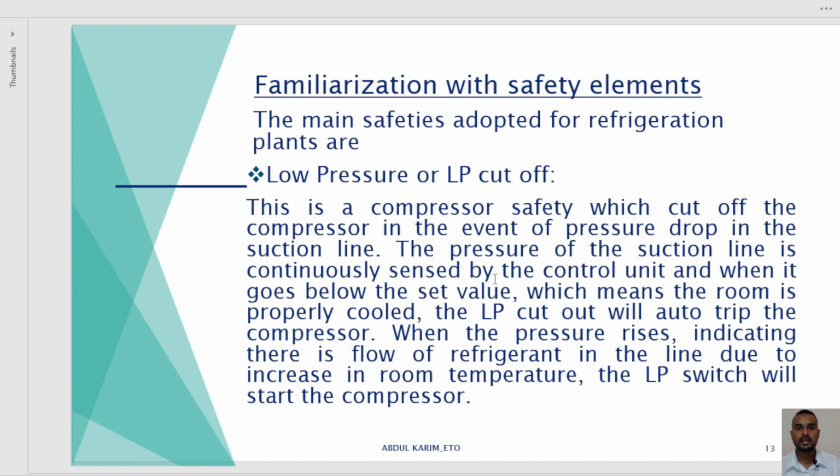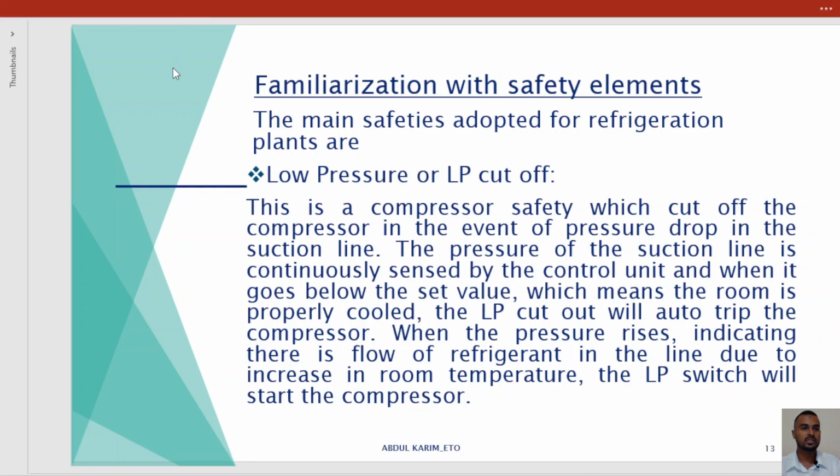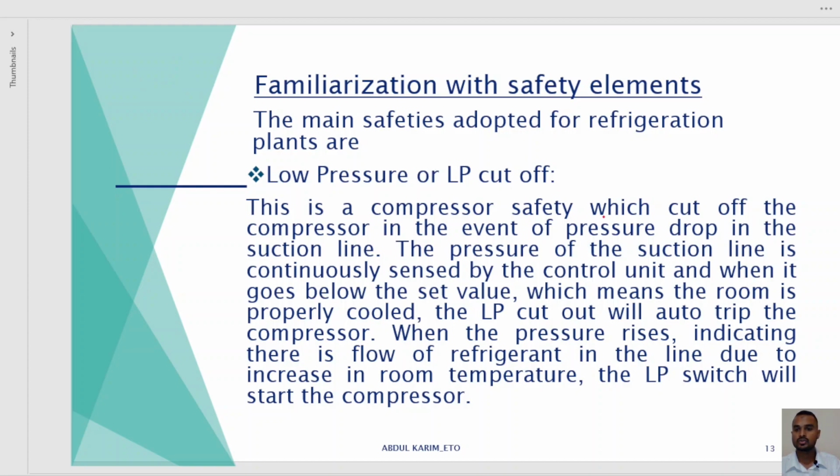Okay, I already described the low pressure cutout and the high pressure cutout. Let's go through them. This is a compressor safety. The low pressure cutout is the compressor safety which cuts off the compressor in the event of a pressure drop in the suction line. The pressure of the suction line is continuously sensed by the low pressure control unit. When it goes below the set value, that means the room is properly cooled, the low pressure cutout will auto trip the compressor, as I already said.